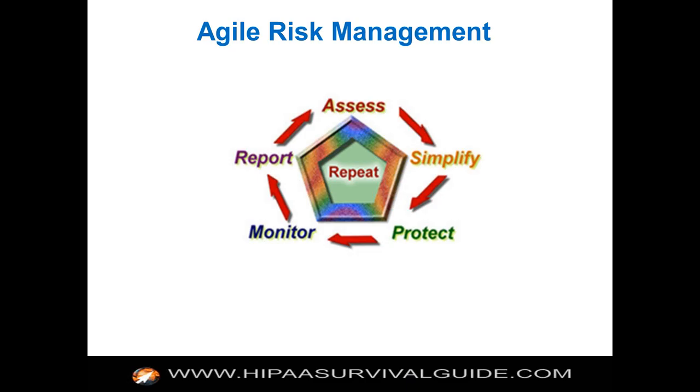And simplify here is, you know what? You got 10,000 threats. You can't deal with them all. You got to simplify the environment, apply an 80-20 rule, mitigate what you can, protect that, monitor what you've done, report out, move on. Okay? When your operational environment changes, you got to reassess and go through it one more time.